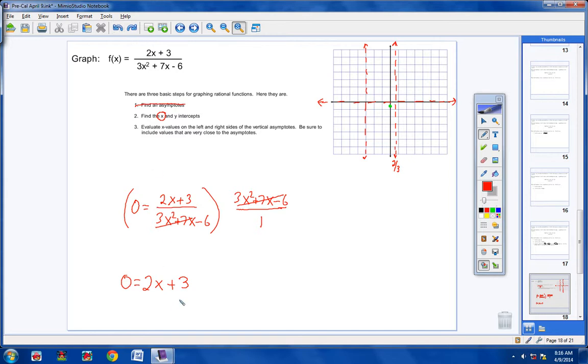So we're going to bring the 3 over and make it a negative 3, and then divide by 2. So we get negative 3 halves equals x. So now I know for sure the graph is going to cross the x-axis at negative 3 halves or negative 1.5, which is right here. There. Now that's pretty helpful, guys, okay?